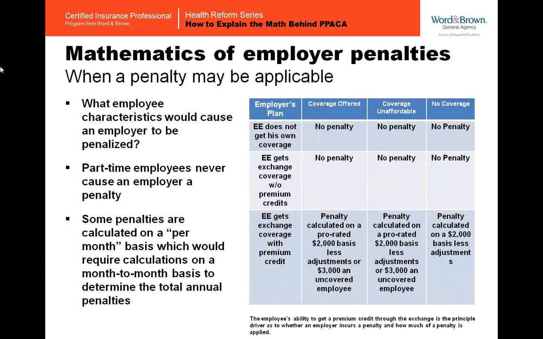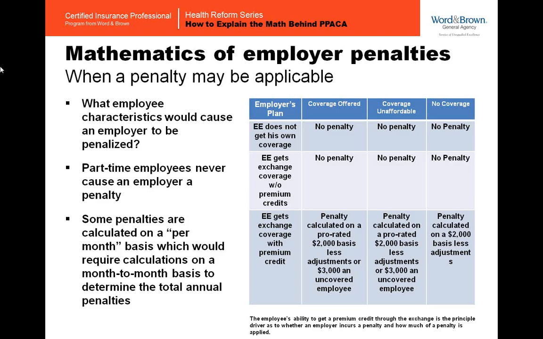And here's a handy-dandy little chart to show you when a penalty could possibly occur. Again, this is assuming the employer is 50 full-time equivalents or more. If he's less than 50 full-time equivalents, the chart doesn't apply, no penalty applies. So let's read across the top. If he's a 50-plus full-time equivalent company, he could offer coverage, he could offer coverage that mathematically will be defined as unaffordable, or he could offer no coverage at all.